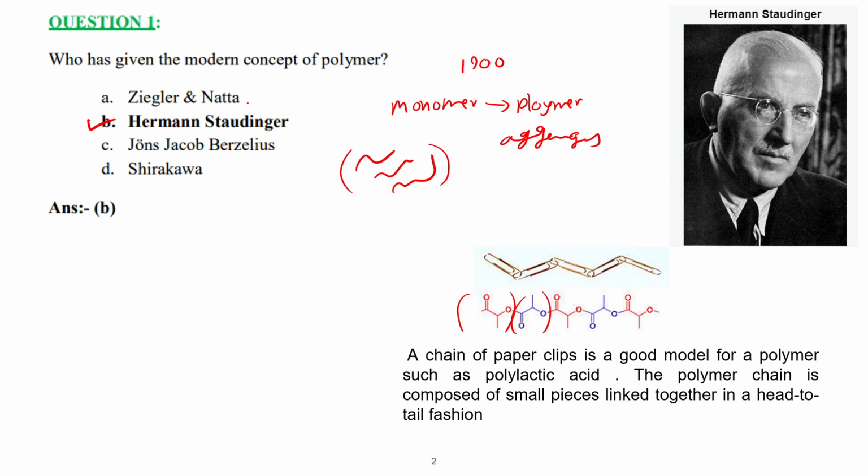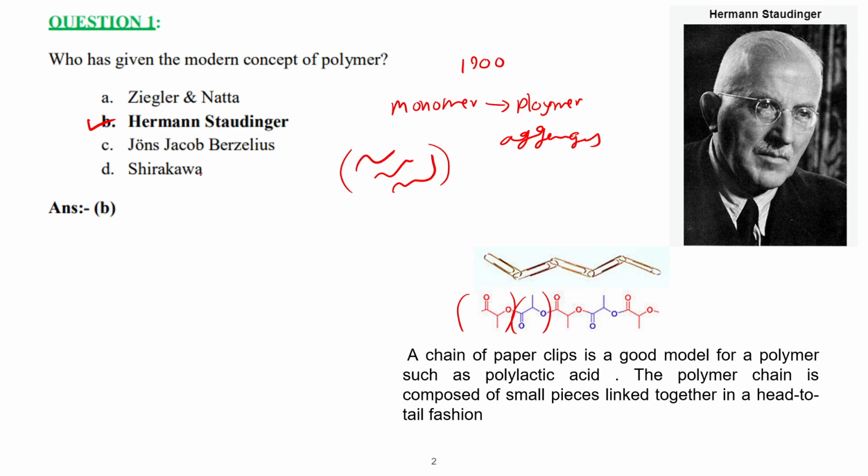All the other names are also very much famous. Jacob Berzelius is probably from the 1800s. He proposed chemical names, chemical properties, and chemical symbols, so he is a kind of pioneer of chemistry also. But polymer chemistry is quite new, and Berzelius did not propose the modern concept.